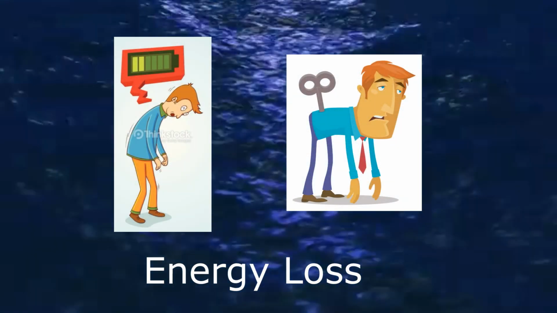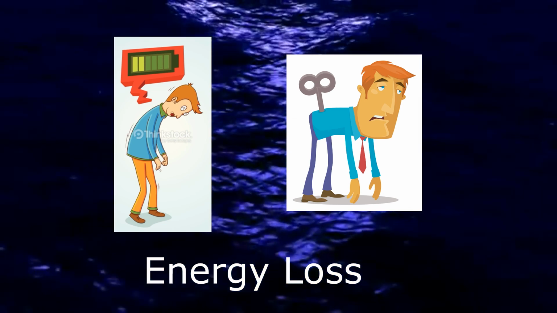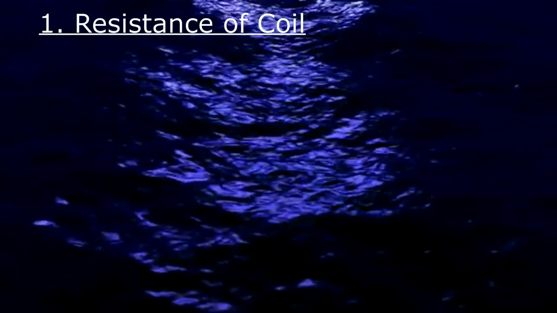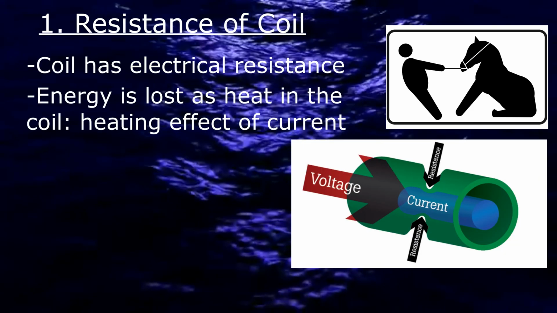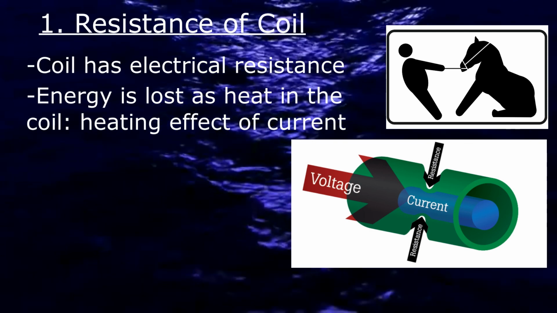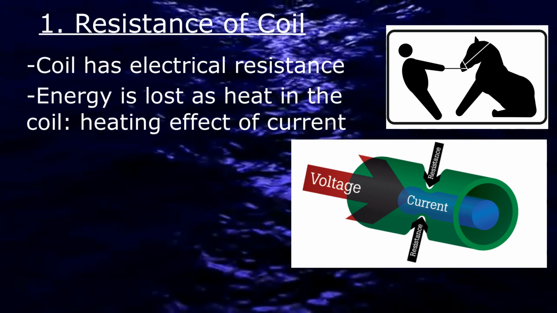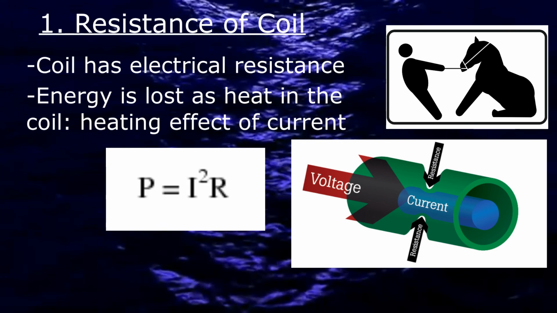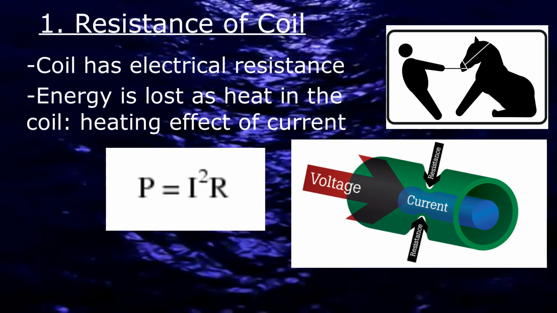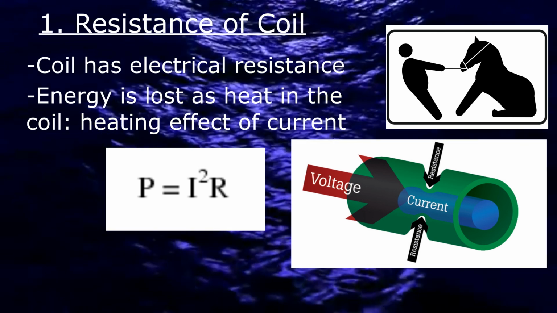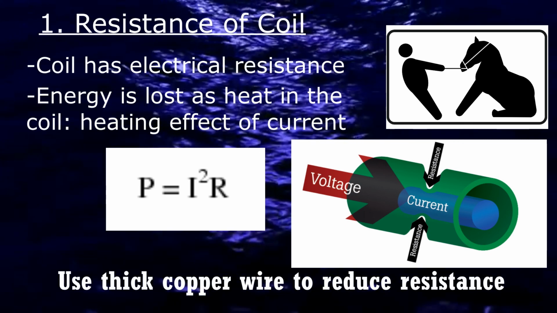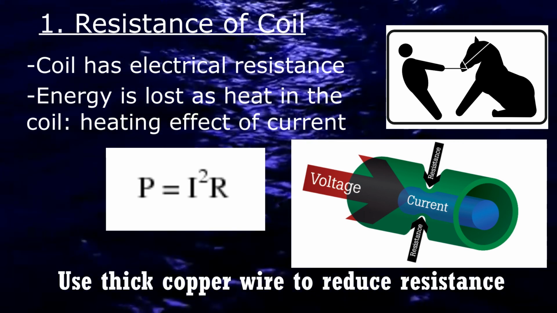Other than back EMF, one of the energy issues in a transformer is actually energy loss. There are a few factors that cause this, the first one being the resistance of the coil. A coil has electrical resistance. Energy is lost as heat energy in a coil because of the heating effect of current flowing in a conductor. The power loss is equal to I squared R, where R is the resistance of the coil and I is the current flowing in the coil. And this problem can be minimized by using a thick copper wire to reduce the resistance of the coil.